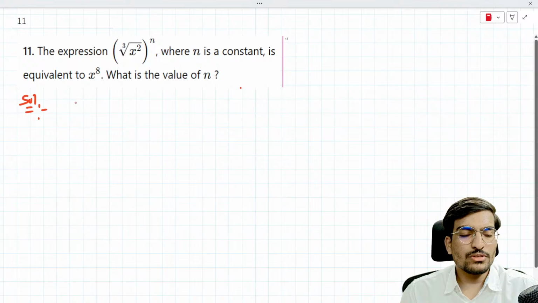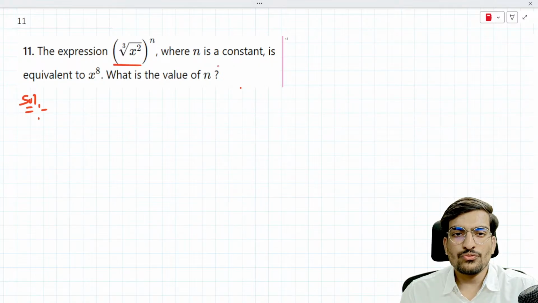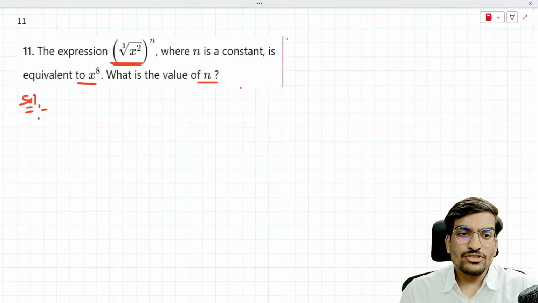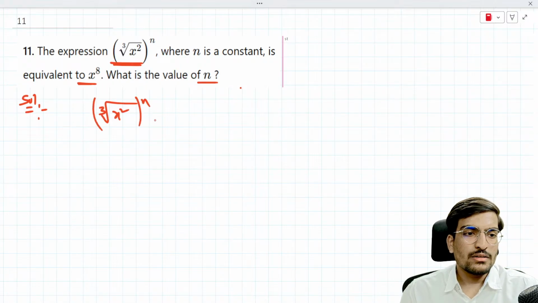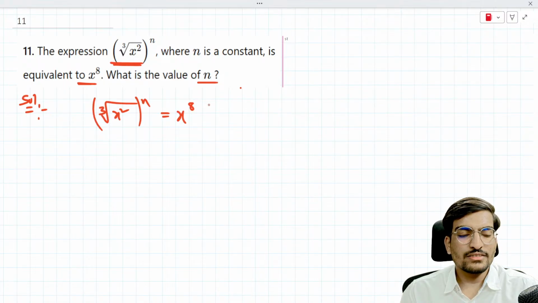So, the solution for the 11th one. They gave this equation and we have to find the value of n where the given expression is equivalent to this: the cube root of x square, whole raised to the power of n, equals x power 8. Just text if everything is fine.